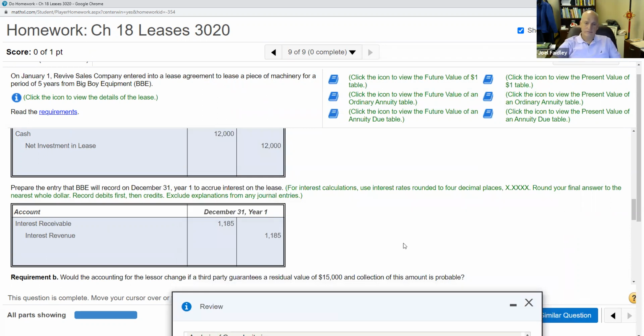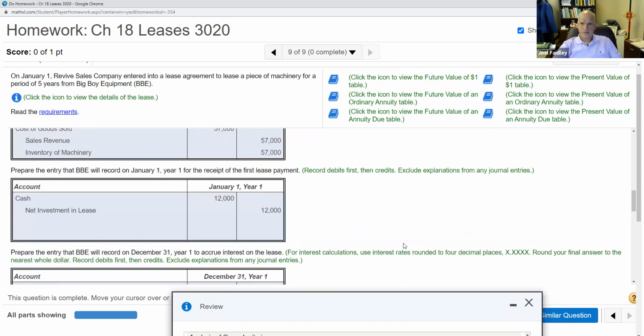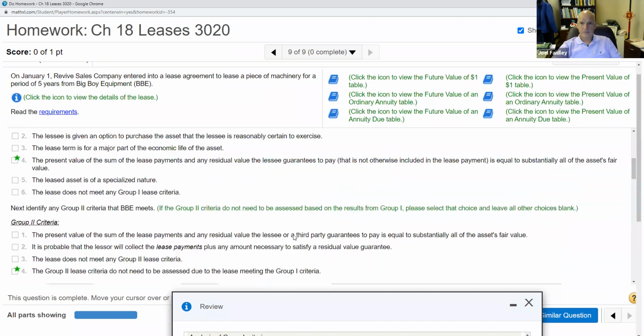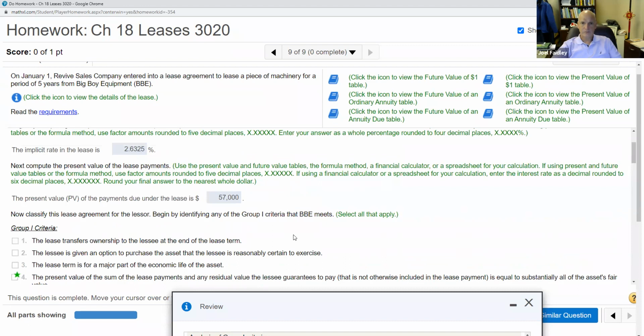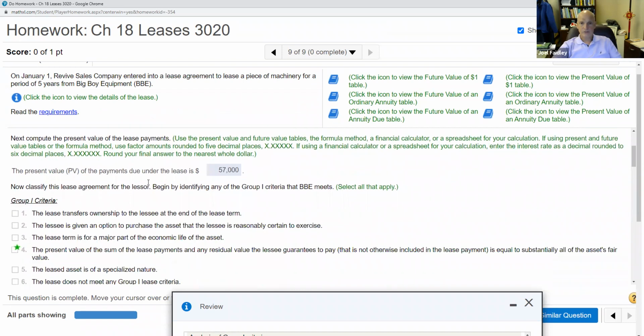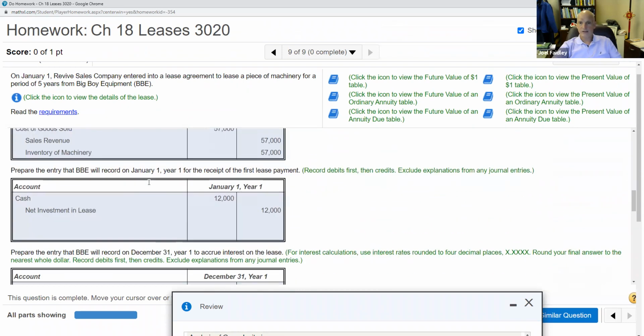Grab my calculator. Should be 57,000 minus 12,000. I shouldn't have to use a calculator for that, should I? Times, what did we just decide that rate was? 2.6325. Yes. So 2.6325% times 45,000, right?